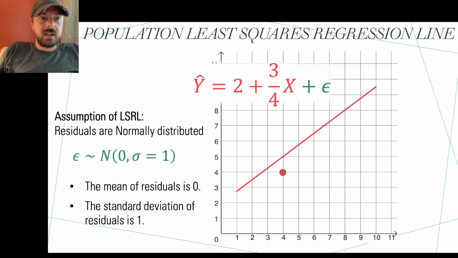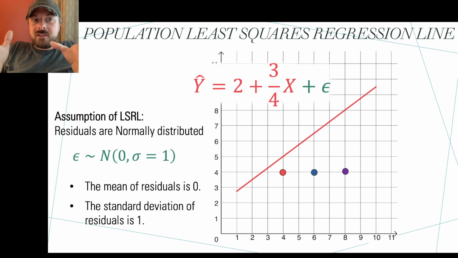That's lower than predicted. What if I plugged in x equals 6? Well, according to the line, I should get 6.5. But what if I got 4, which is less than predicted? And what if I plugged in x equals 8? Well, then I should get y equals 8. But what if I got 4, which is, again, less than predicted?